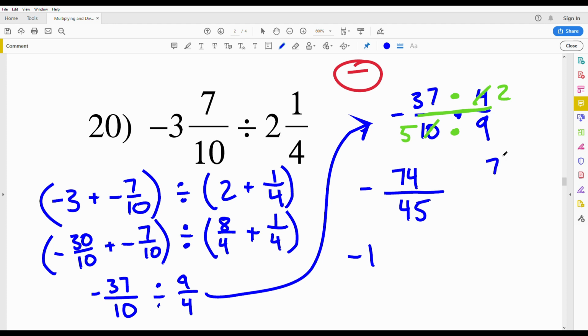What is 74 minus 45? Because that'll be my remainder if I already take 45 out of that 74. I can't do 4 minus 5, so I'll borrow from my tens place. 14 minus 5 is 9. 6 minus 4 is 2. So 29 will be my remainder. So negative 1 and 29/45ths. Negative 1 and 29/45ths is the last solution on this worksheet.